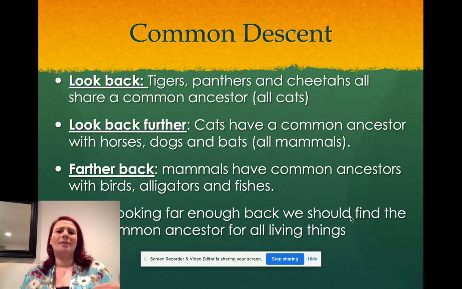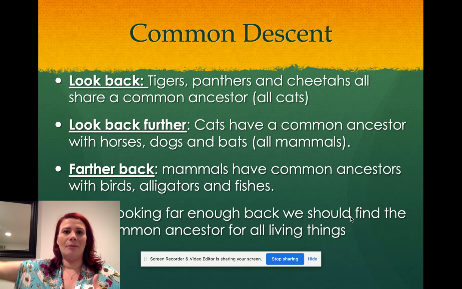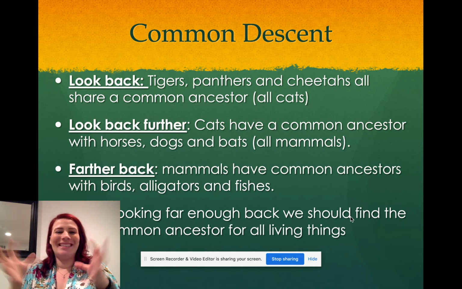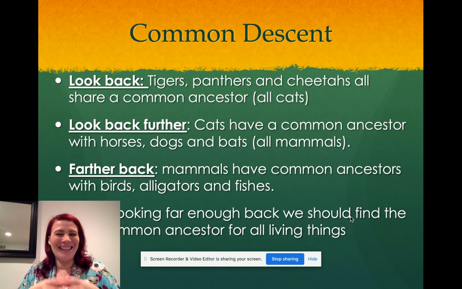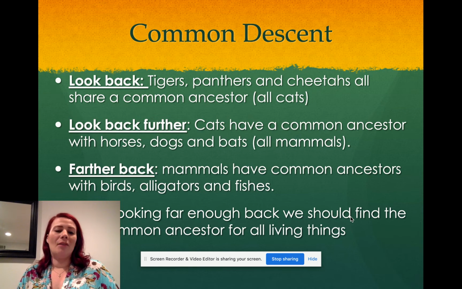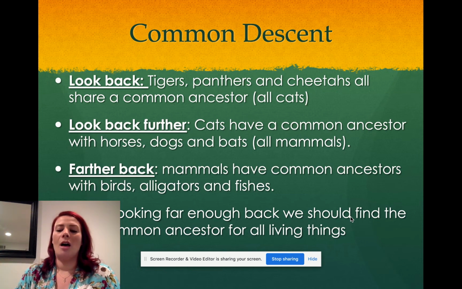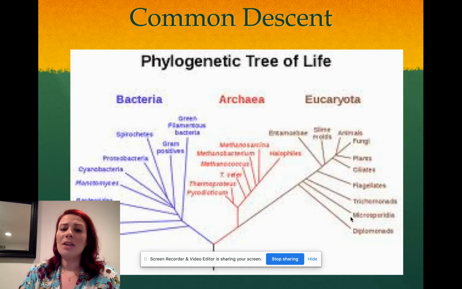Common descent is this idea that at some point, all living things must have a common ancestor if we look far back enough. If we look at tigers, panthers, and cheetahs, I'm sure we've been looking a lot at tigers lately, they have a common ancestor of cats. If we look even further back, we know that cats have a common ancestor with horses and dogs and bats. They're all mammals. If we look even further back, mammals have a common ancestor with birds, alligators, and fish. Ultimately, it suggests that if we look far enough back, there's a common ancestor that we have. This is something called a phylogenetic tree.